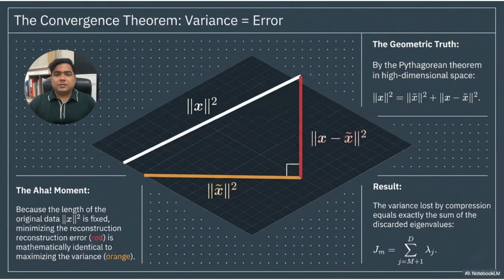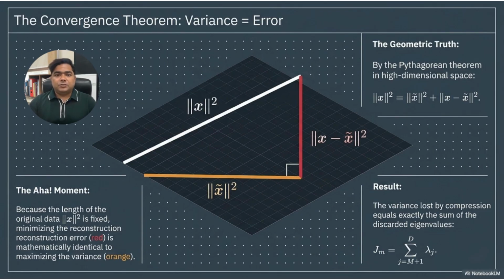Using the Pythagorean theorem, the squared length of the original vector equals the squared length of the projected vector plus the squared length of the error vector. The formula can be spoken like this. The squared norm of x equals the squared norm of x hat plus the squared norm of x minus x hat. The important idea is this. If the original data length is fixed, then minimizing the reconstruction error is the same as maximizing the length of the projection. That means minimizing error and maximizing variance are two sides of the same coin.